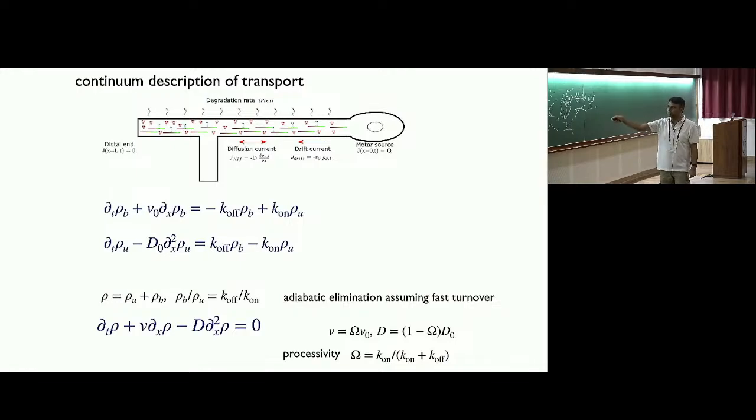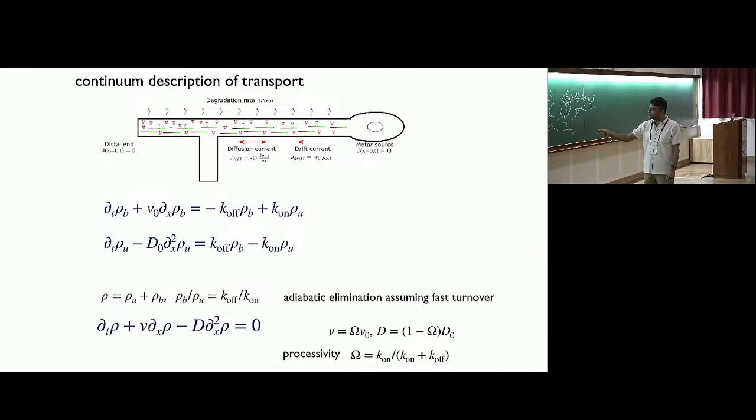So what you can do is write it in terms of the total density and the difference in density. If you do an adiabatic elimination for the difference in density, which turns out to be a faster degree of freedom, you can write down an equation for the total density alone. In this, what happens is that there is a renormalized velocity, renormalized by the processivity omega, which gives you the fraction of time the molecular motors stay in the crosslink state.